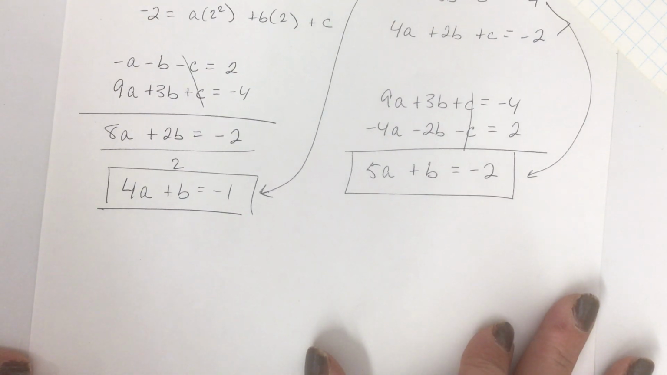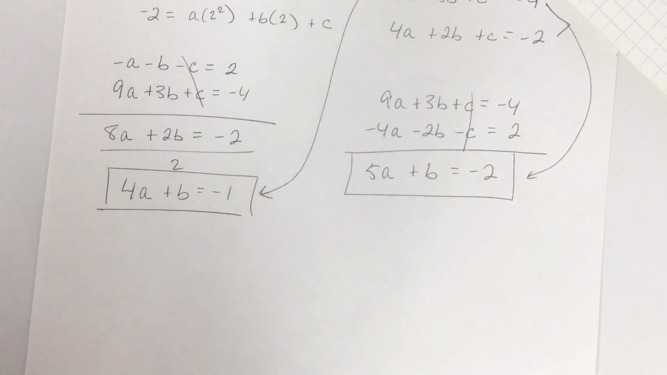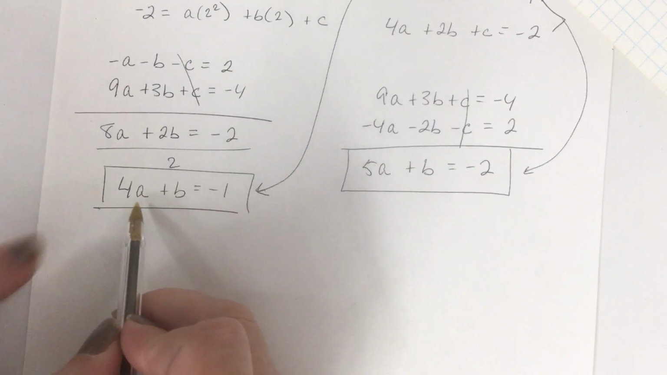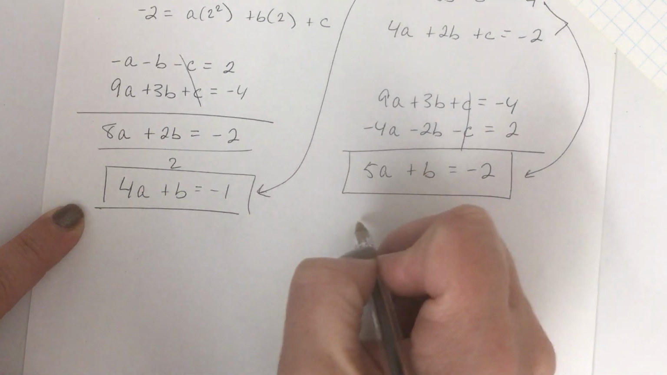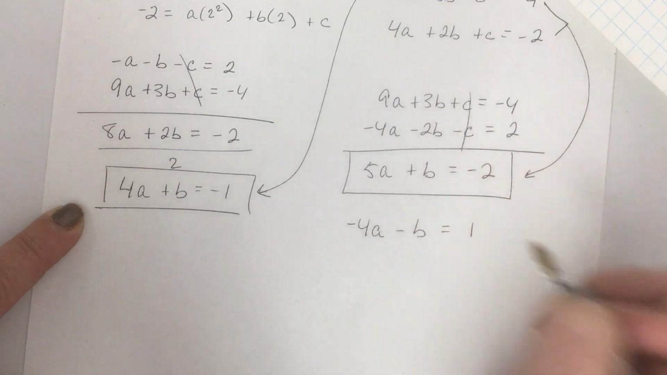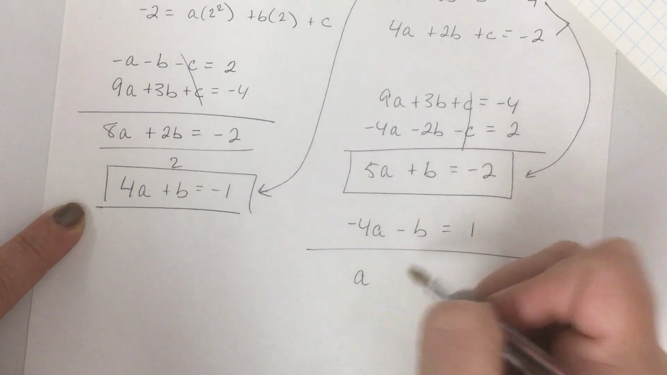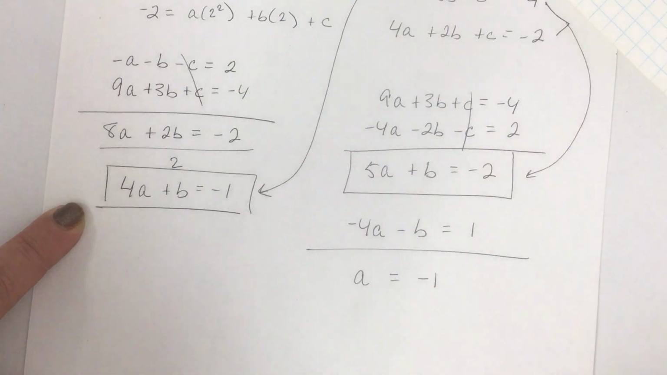So now we are at the point where we were at the last section. I've got 2 equations and 2 unknowns. So I'm going to take this times -1 and get -4a minus b equals +1. And I'm going to add it with that. So that gives me 1a. The b's cancel, and that equals -1.